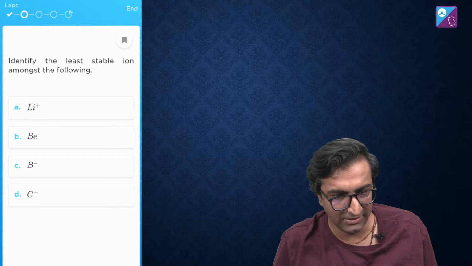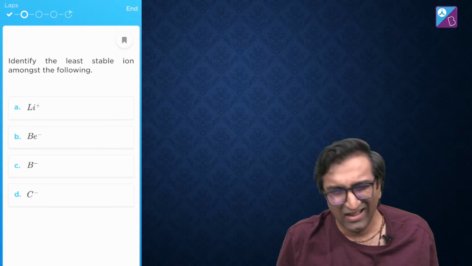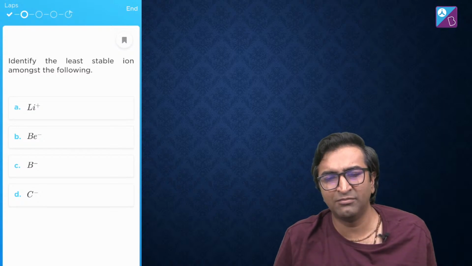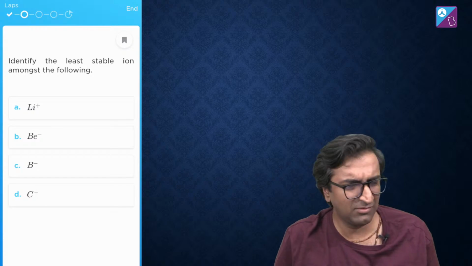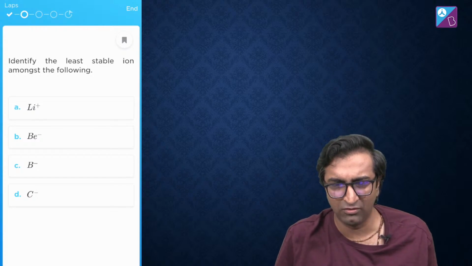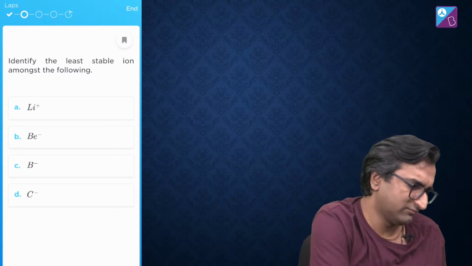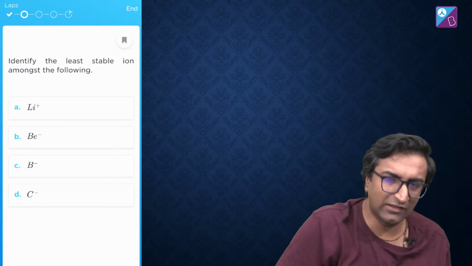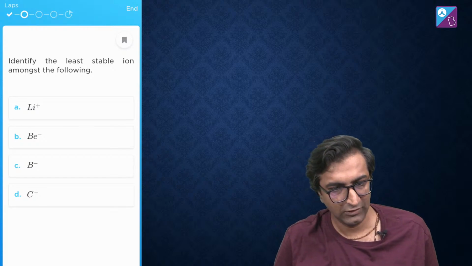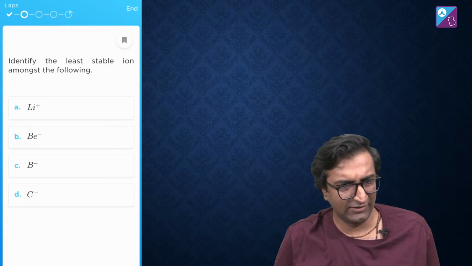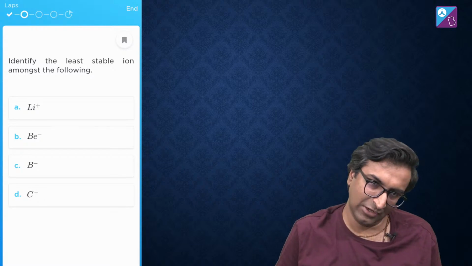You guys are all saying B. B for beryllium. By the way, how do you find out if something is stable or not? Stable concept we studied in MOT, molecular orbital theory, which you haven't studied yet. What is the logic behind you guys telling me beryllium minus is unstable? Why? It's okay. Lithium plus also could be unstable, but why? What makes something stable or unstable? Can you tell me that?